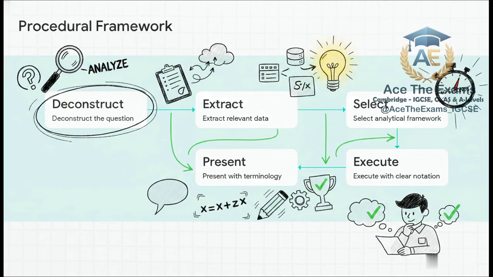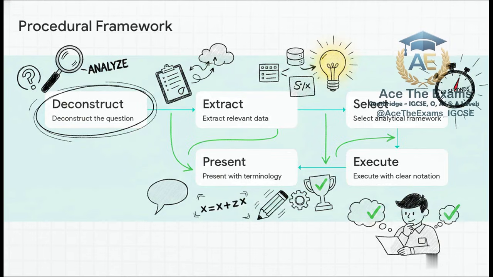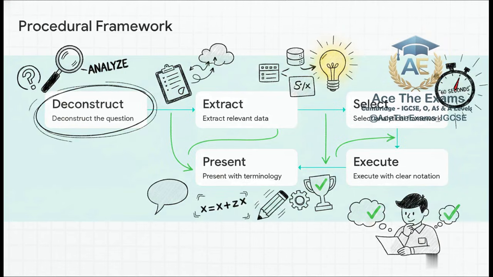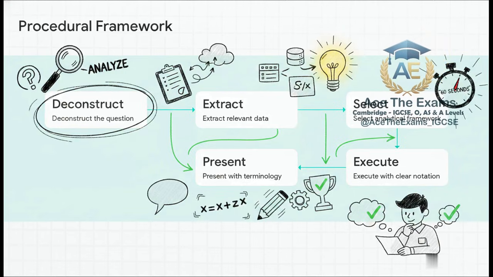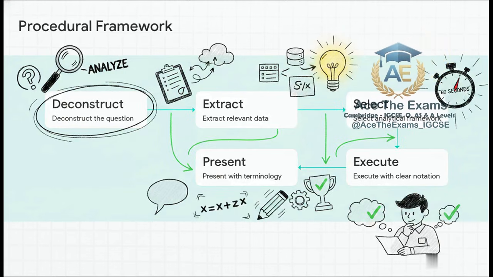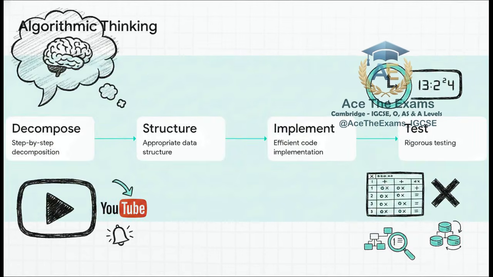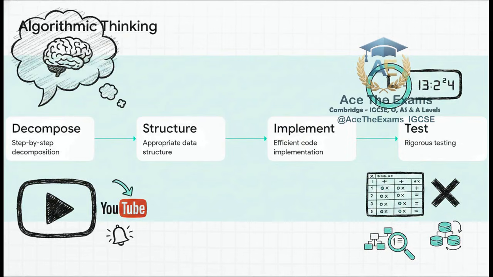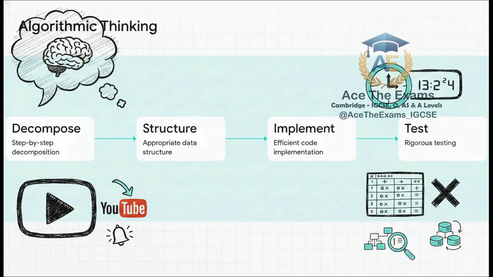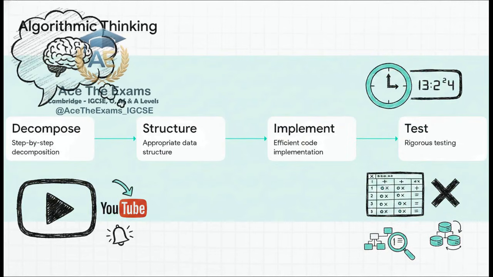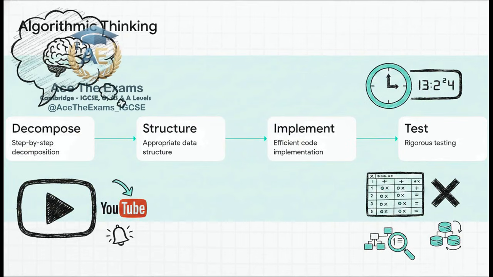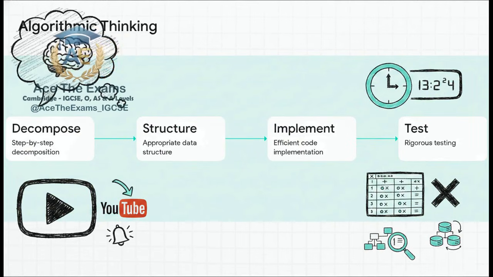Implementing these 5 steps brings an insane amount of clarity. If you were handed a past paper right this second, could you execute these 5 steps in the first 60 seconds? That is the exact speed and confidence this blueprint provides. Now, this secondary sequence applies specifically to the algorithmic thinking required when evaluating file-based limitations. It's step-by-step decomposition, data structure selection, efficient code implementation, and rigorous testing.